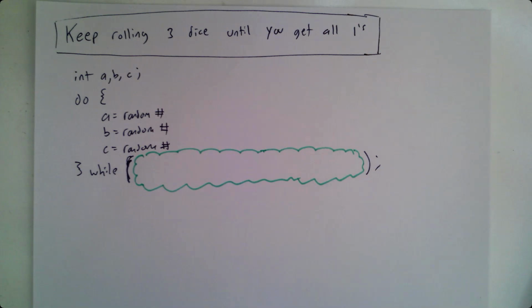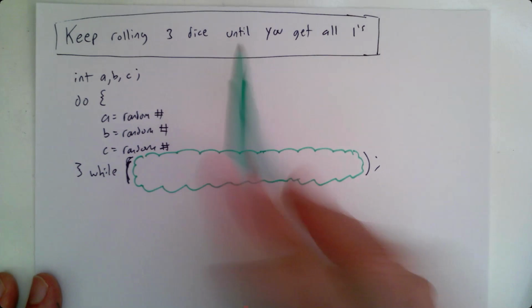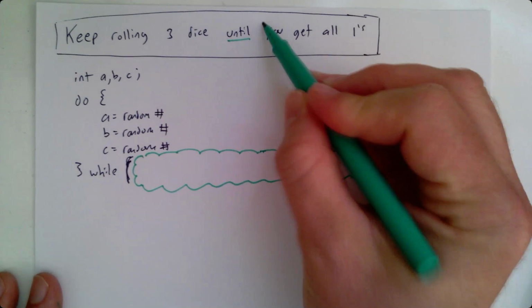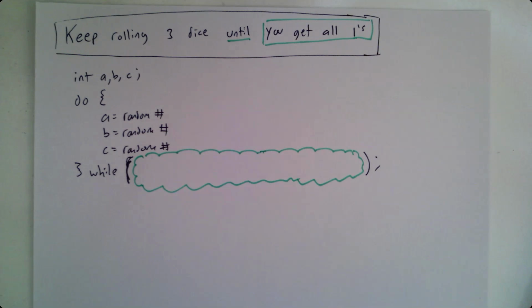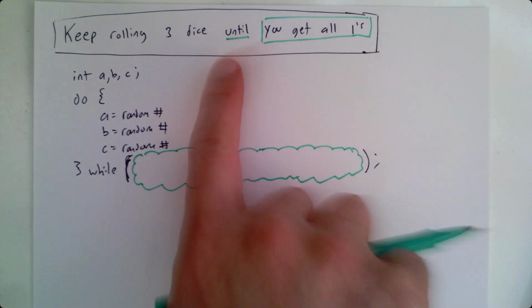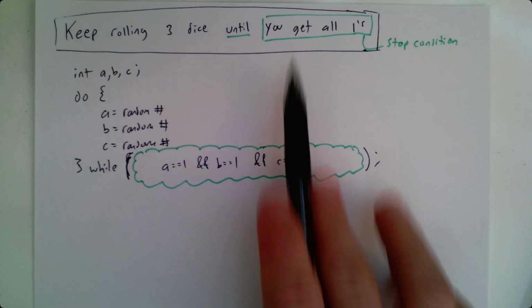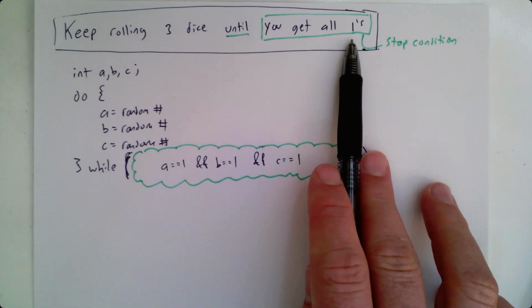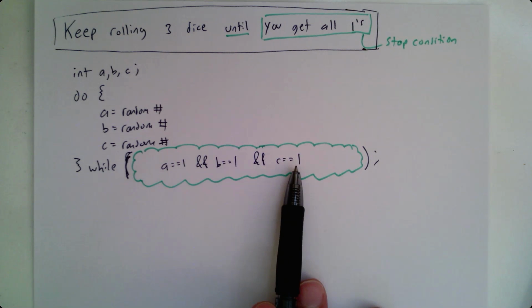Here's a really useful way to think about it. The original question says keep rolling the dice until you get all ones. So this condition of getting all ones is the stopping condition. If it's true that we have all ones, that's when we want to stop rolling them. So if we were going to write all 3 are equal to 1, we'd say A is 1, and also B is 1, and also C is 1.